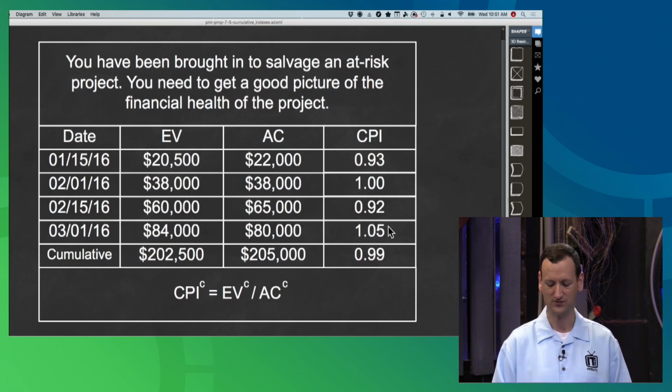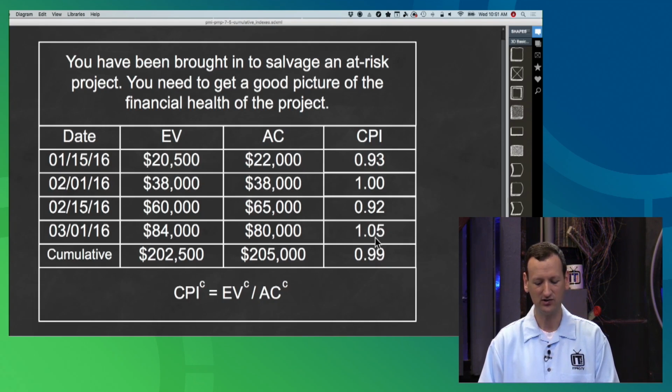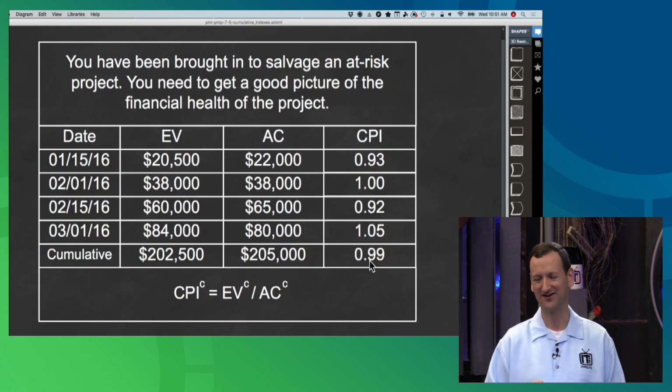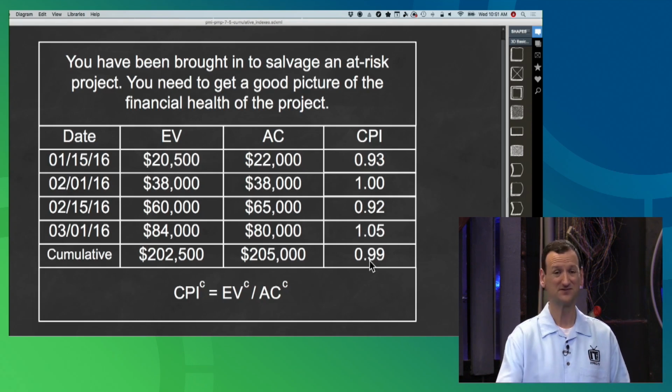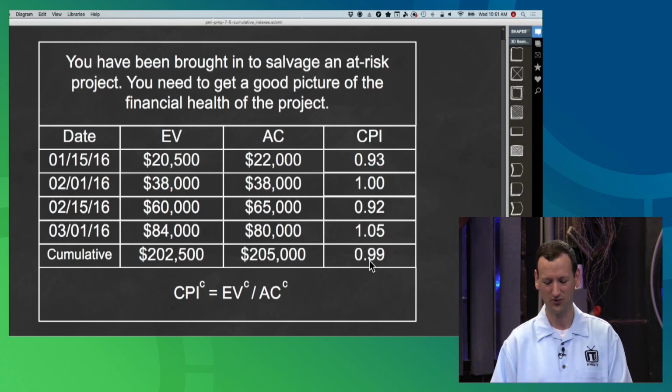I'm actually under budget in this case, right? So I haven't spent enough. But I can see that historically I'm 1% over budget. So while I look like I'm ahead, I actually have a little bit of a deficit. Now, to be honest with you guys, 5%, 1% here is not that big of a deal. This is a good, healthy project, right? So I'm not too worried about it.